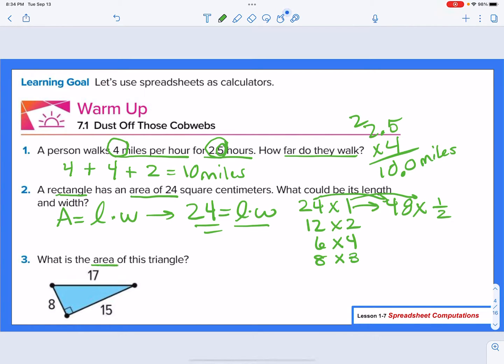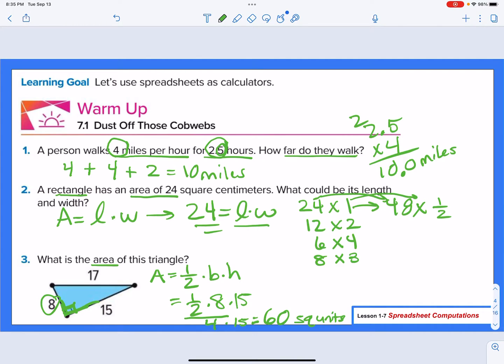And finally, what's the area of the triangle? Well, remember that the area of a triangle is found by doing 1/2 of the base of the triangle, when it's a right triangle, which this one is, times the height. So in this case, we have 1/2 times the base, which we would use the 8 there, times the height, the one that comes off the right angle, which is 15. So half of 8 is 4. 4 times 15 is 60. We don't know what the units are, so we would just call them square units.